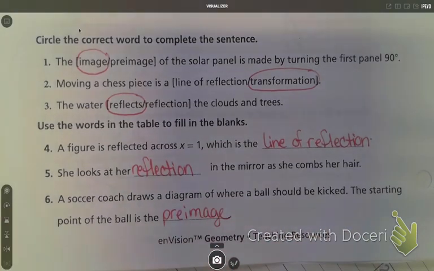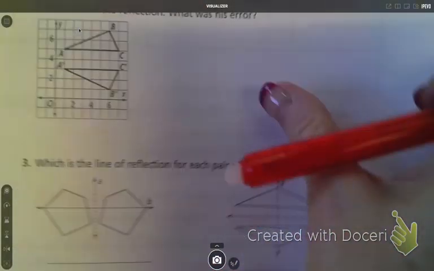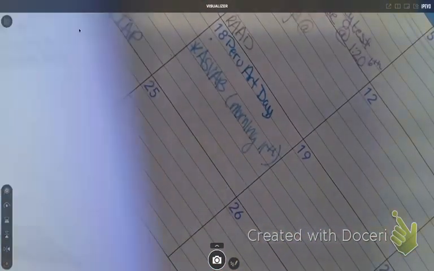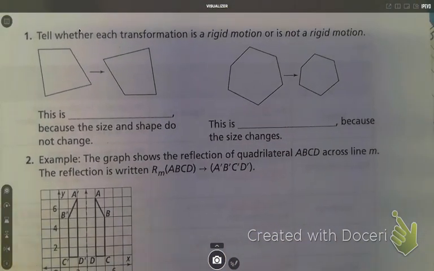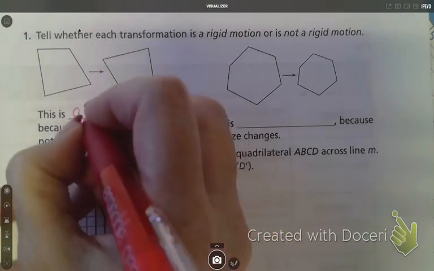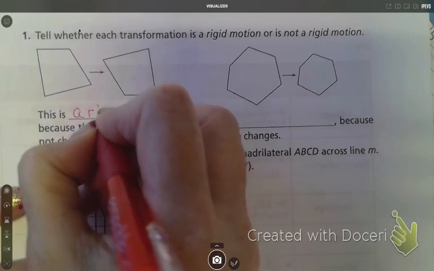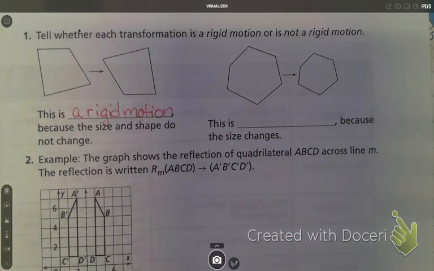Okay, did you get line of reflection and pre-image? You guys are so brilliant. Okay, back. Front. Yes, front. Okay, tell whether it is a rigid motion or not. You think one is? Yeah. Okay, so it is a rigid motion, because the size and shape is not changed.